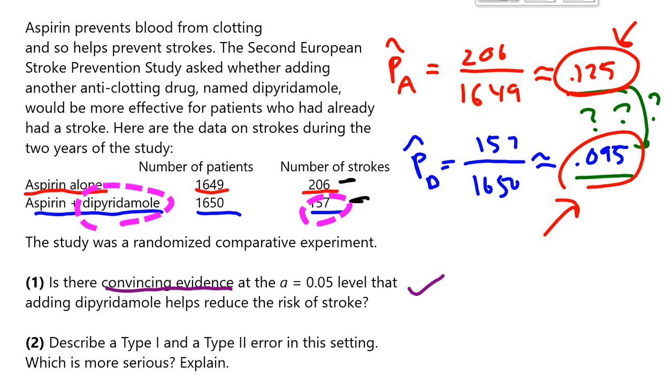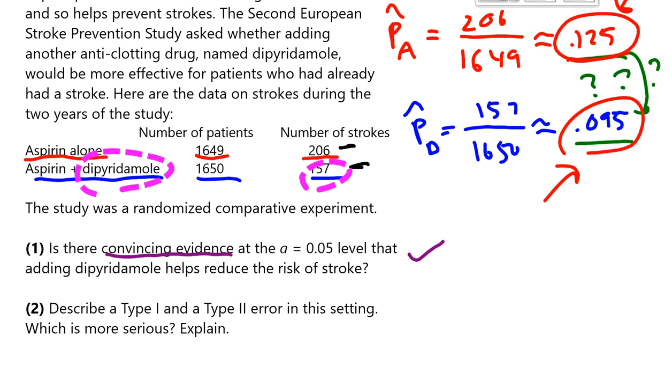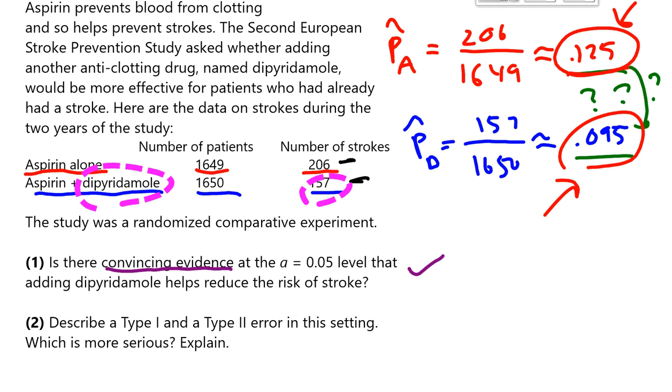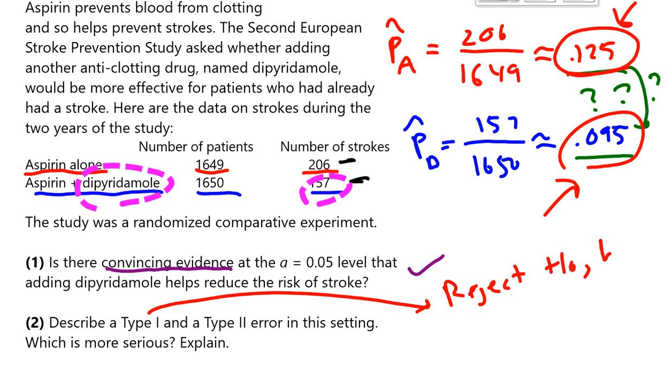There's one fun little thing here. It says describe a type 1 and type 2 error in this setting. So a type 1 error means that you reject H0, but H0 is true. So in this case, you would reject H0 like we did. We might have made a type 1 error possibly because we ended up rejecting H0. But in fact, this new drug has no extra benefit. That's what type 1 would be.